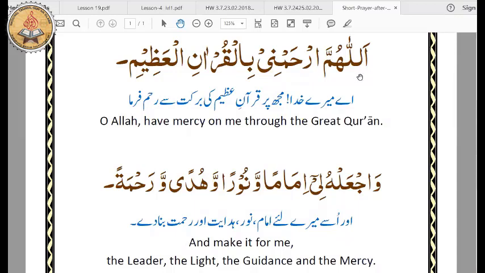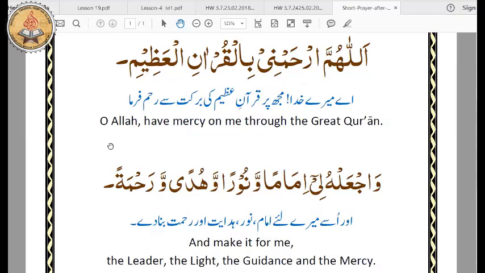Allahumma arhamni bil Qur'anil azim, waj'alhu li imaman wa nuran wa hudan wa rahmah.